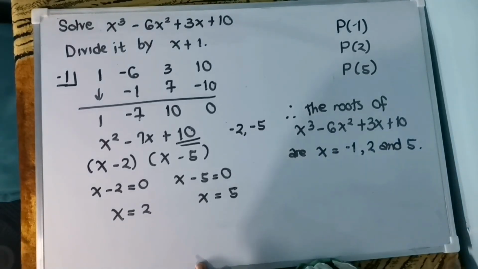So that's how we use the Rational Root Theorem in finding the zeros of the given polynomial.